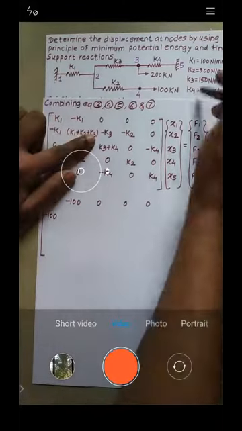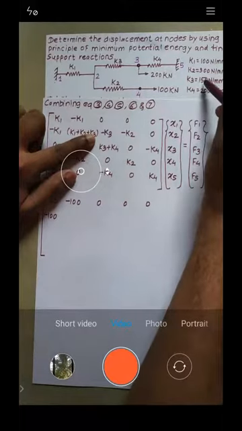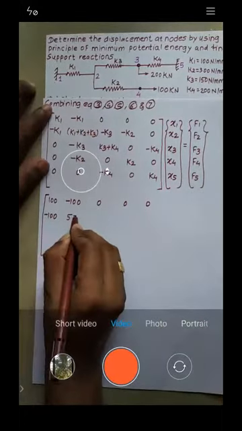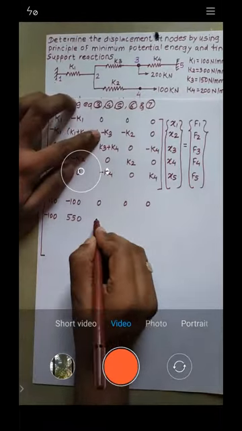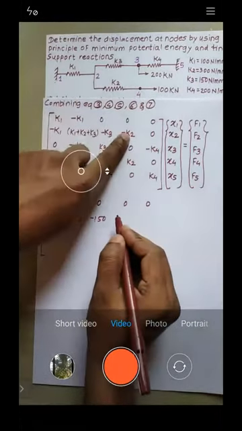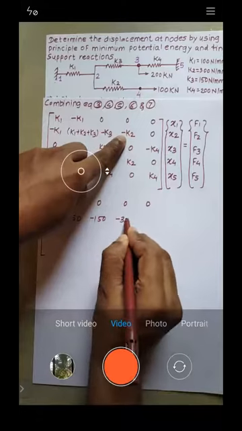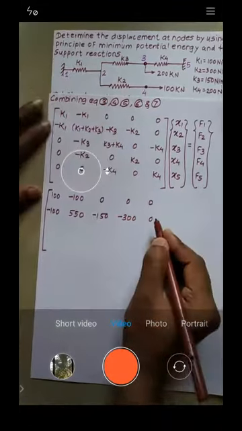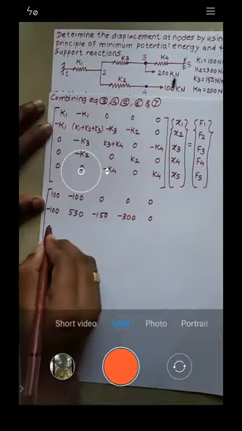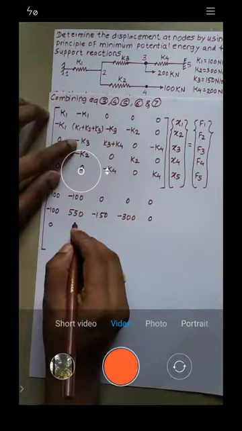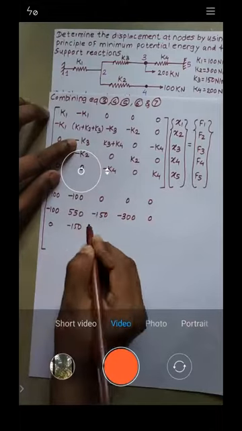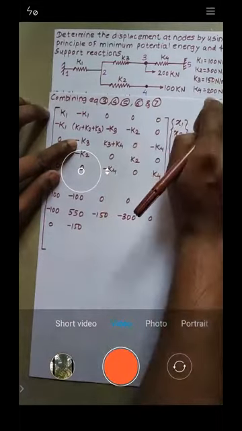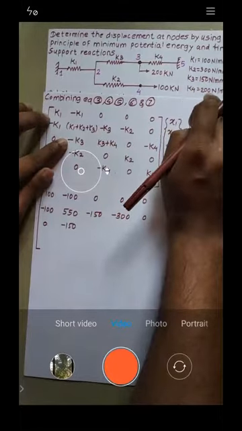Then minus K1, it's again minus 100. K1 plus K2 plus K3: 100 plus 300 plus 150. Okay, 300, 400, 500, 550. This is 550. Then minus K3, that is minus 150. Minus K2, that is minus 300. I'm just adding the values. Then 0. Next, 0. Then minus K3, that is minus 150. Then K3 plus K4, 150 plus 200, that is 350.